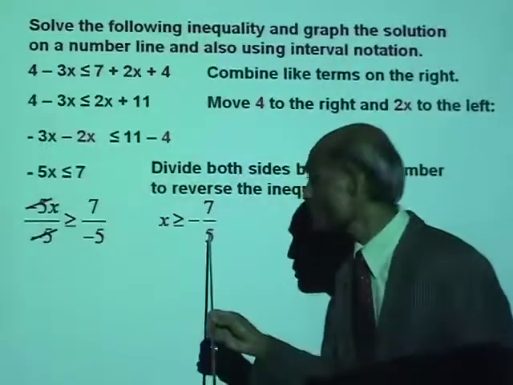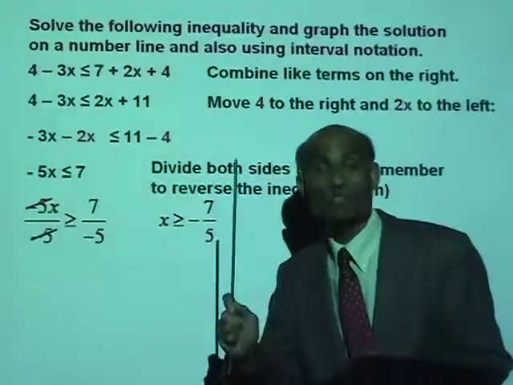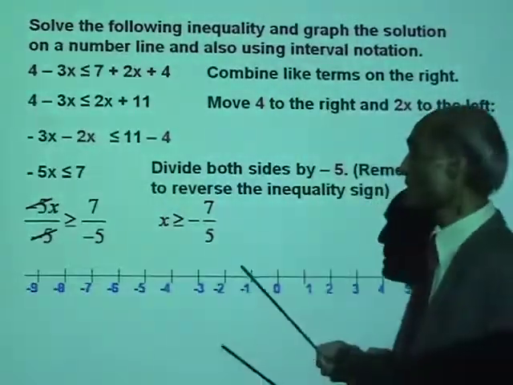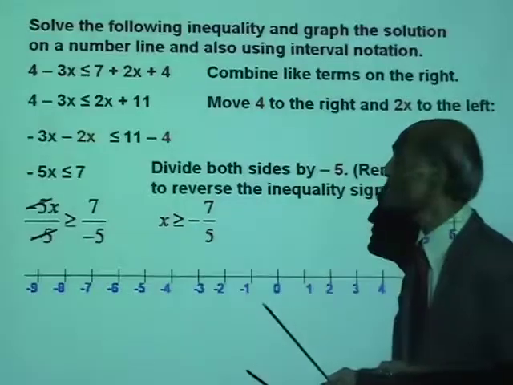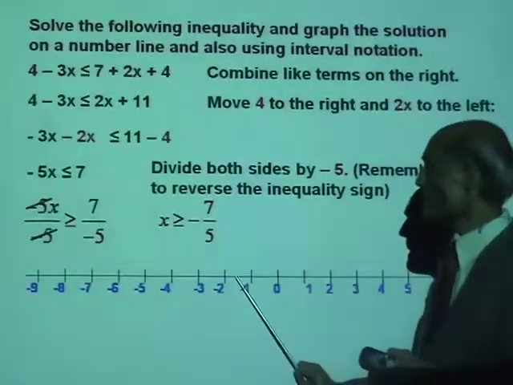Can you represent this on a number line now? X greater than or equal to negative 7 over 5. Where is negative 7 over 5? Isn't it somewhere here?